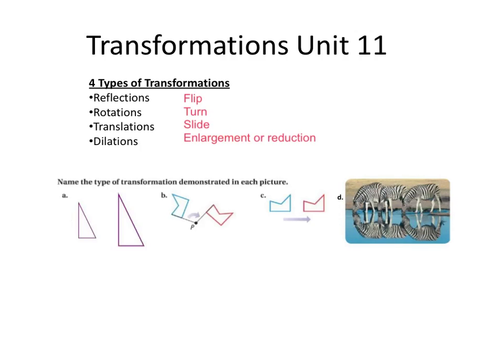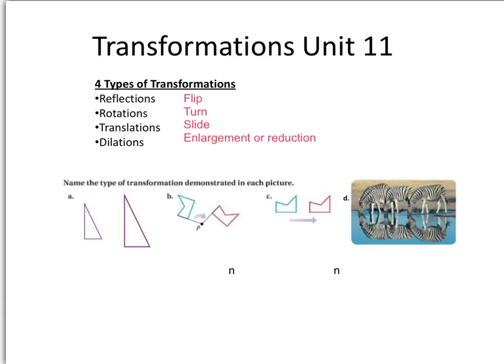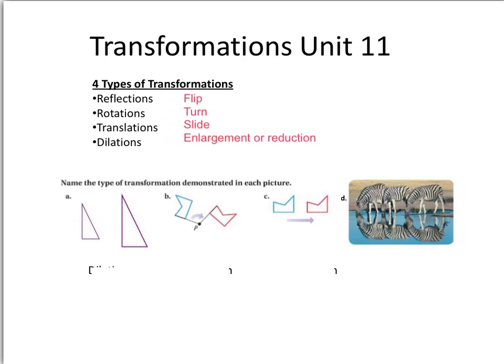Okay, here are four pictures. We have to decide which type of transformation it is in each one. So look at it for a second and see if you can figure out which one it is. The very first one, I made the figure bigger, so it's going to be a dilation. The second one, you can see the little arrow right here takes and turns the figure.